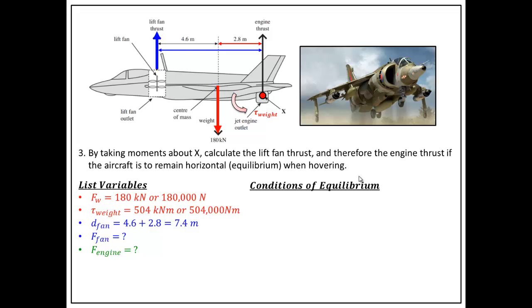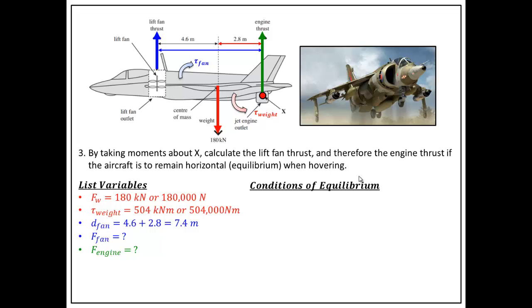And it is this alone that produces the total clockwise torque, as the engine thrust acts at the pivot, so produces no torque as its perpendicular distance is 0, and any force times 0 will give a torque or turning effect of 0. Now we must think back to the definition of equilibrium.